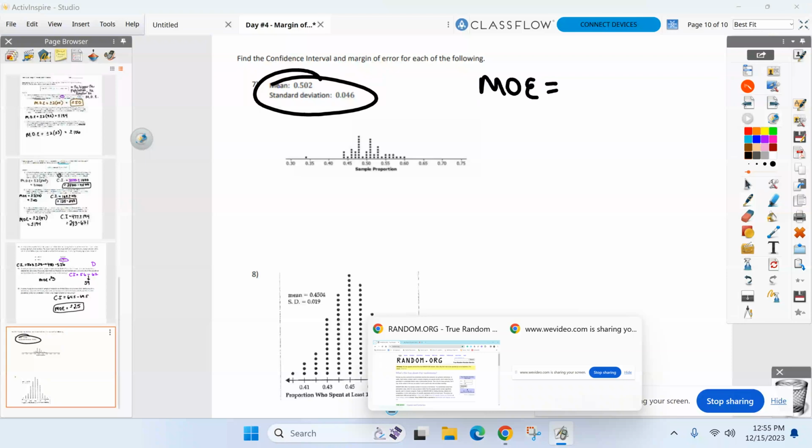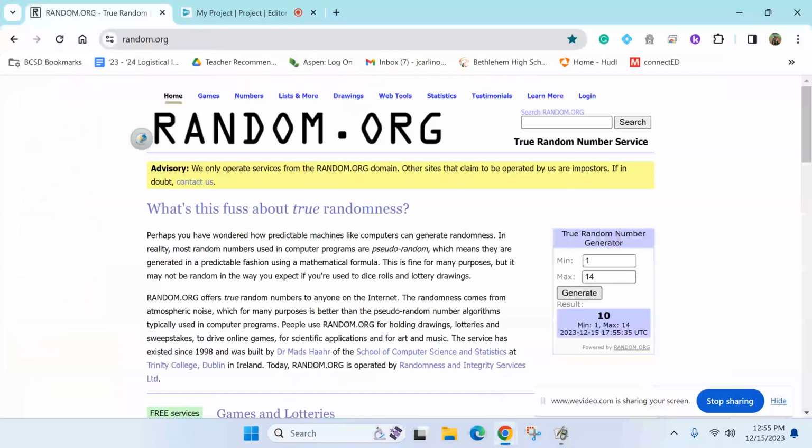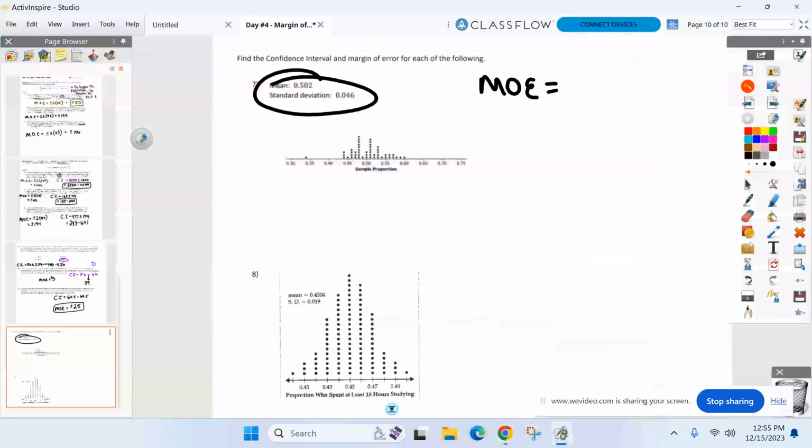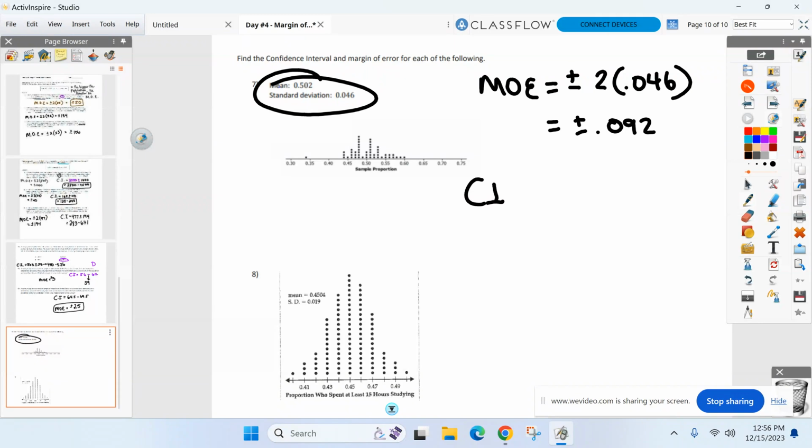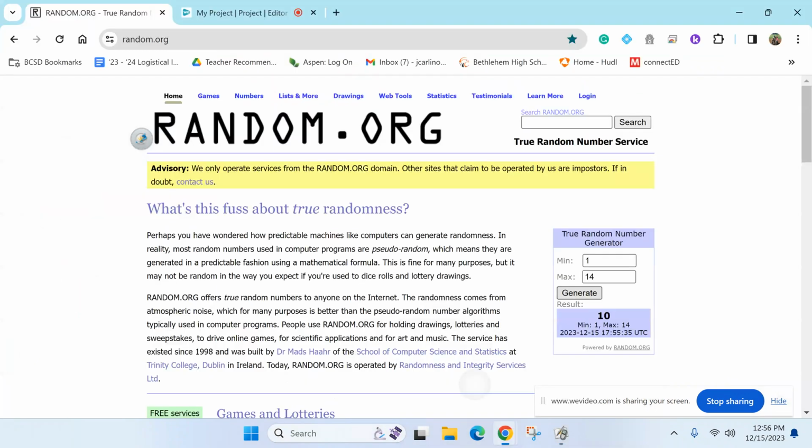So what are you going to do here to find the margin of error? Hi, Kate. Margin of error. How do I calculate that here so I can get to the confidence interval? Plus or minus 2 times 0.046. There you go. And what's that going to be, everyone? 2.092? Okay, there's my margin of error. Now use it to find the confidence interval. What are you doing to find the confidence interval?